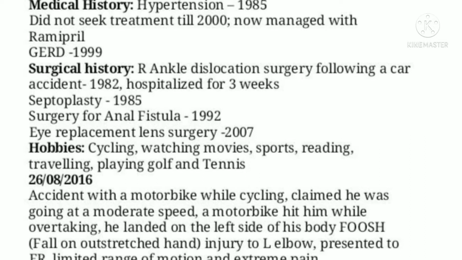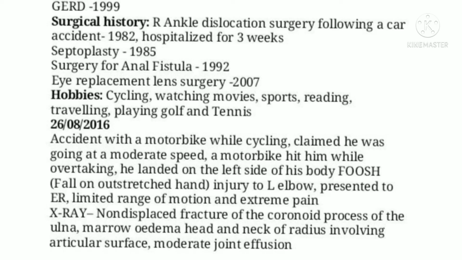Medical history. Hypertension 1985. Did not seek treatment till 2000. Now managed with Ramipril. GERD 1999. That is gastroesophageal reflux disease. You should familiarize yourself with the acronyms. Then the surgical history is given. Right elbow dislocation surgery following a car accident in 1982. Hospitalized for 3 weeks. Septoplasty 1985. Surgery for anal fistula 1992. Eye lens replacement surgery 2007.